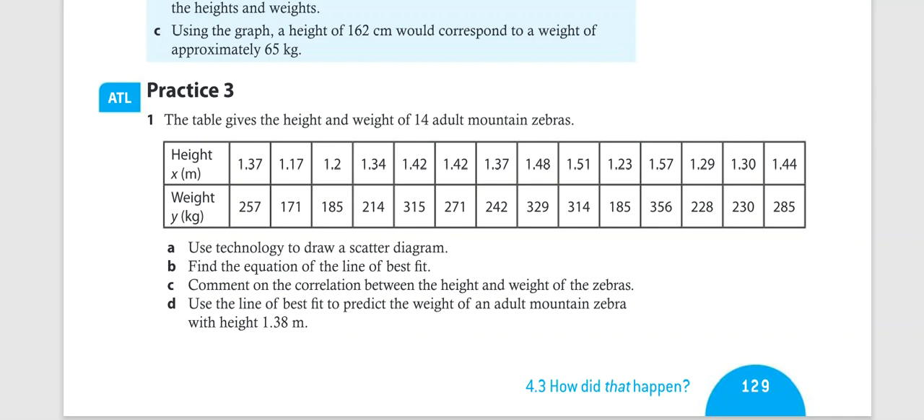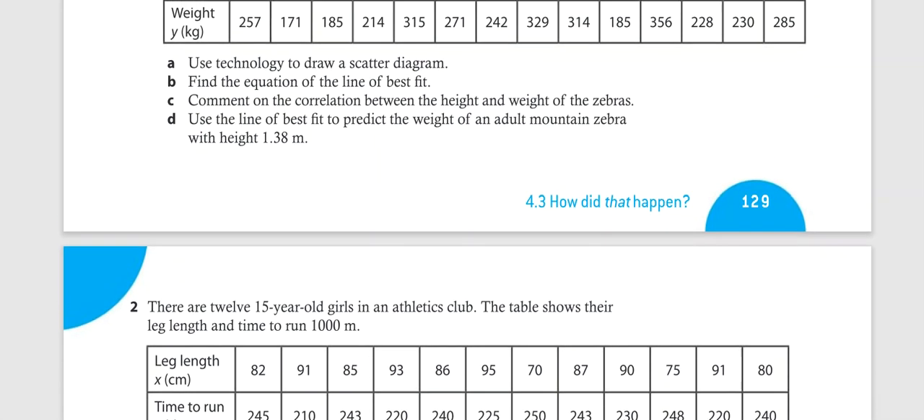And then it says, find the equation of the line of best fit using technology. It just comes up once you've done the line, right? Comment on the correlation. Use the line of best fit to predict the weight. How are you going to use the line of best fit now? When it says use the line of best fit to predict, what are you actually going to do? You're going to use the formula. Thank you. When it says use the line of best fit, we're actually using the formula. Otherwise, what's the point? Find the equation of the line of best fit. We're using the equation. All right.